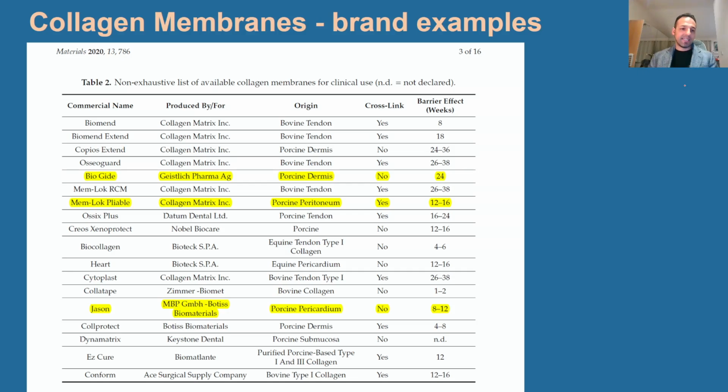So a bit of brand examples here. As you can see, BioGuide from Geistlich is taken from porcine dermis, and it's not cross-linked. Okay, so it's classed as a native membrane. Memlock, which I talked about from BioHorizons, comes in cow and porcine types, and both of them are cross-linked. Then there's another one called Jason membrane, which is from pig pericardium.